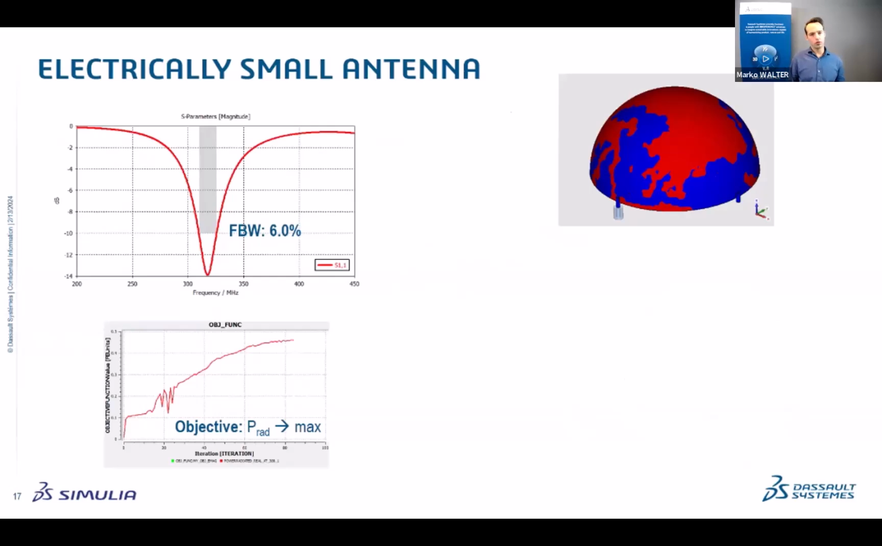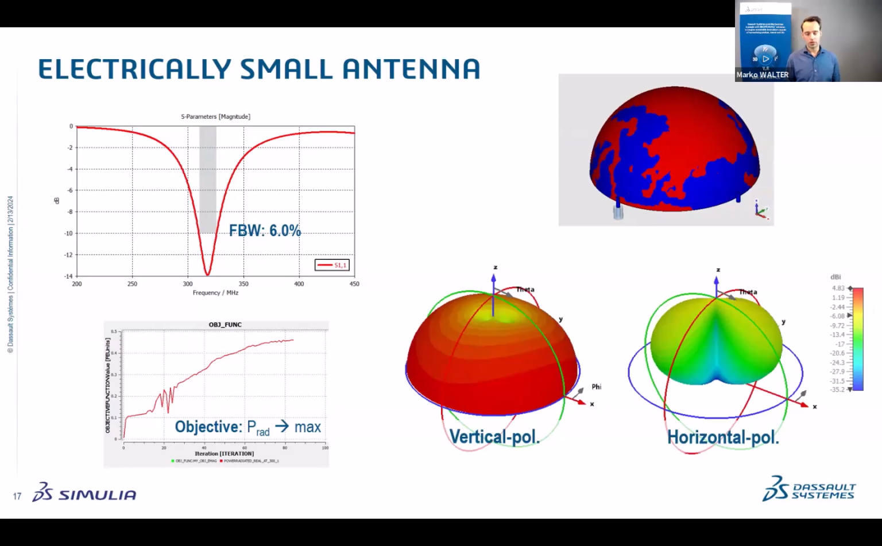Yeah, so if we look at the performance then, and we verify the results, and you can see the topology on the right-hand side, we achieve about 6% fractional bandwidth, which is actually not too bad, because if you go and calculate the fundamental limit for such a size, you're talking about less than 10% fractional bandwidth. Without going into too much detail, the point is we do get some good results, and as expected we also get a good vertical polarization over this ground plane with a small horizontal component.